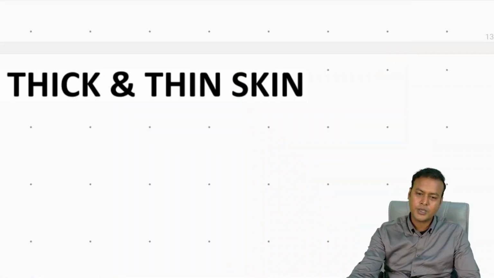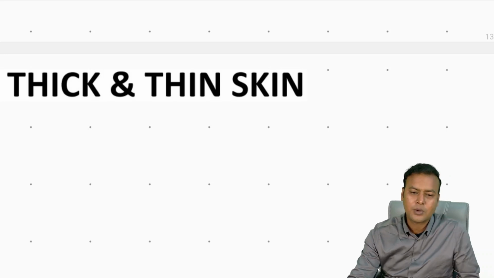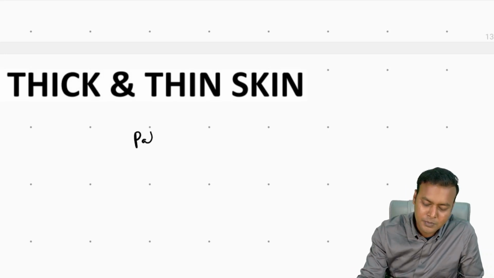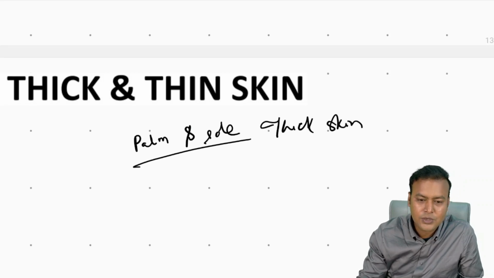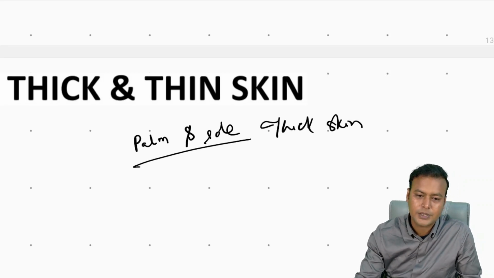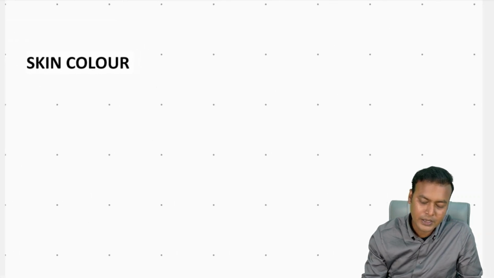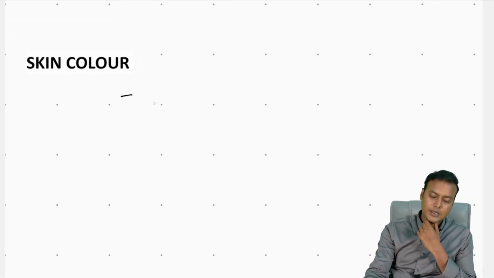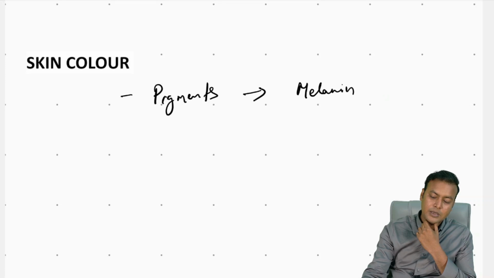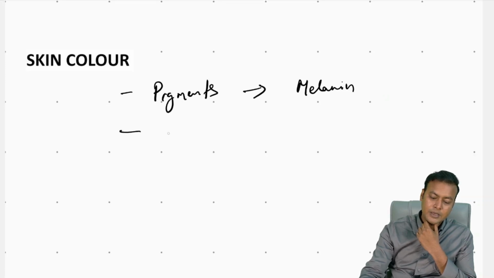Now moving to the next topic, that is thick skin and thin skin. This I have already discussed: the palm and sole have thick skin, and the rest of the body is covered by thin skin. The skin color. Students, skin color generally depends on three factors, the different pigments. We just discussed one, that is the melanin produced by melanocytes. Then the blood flow.